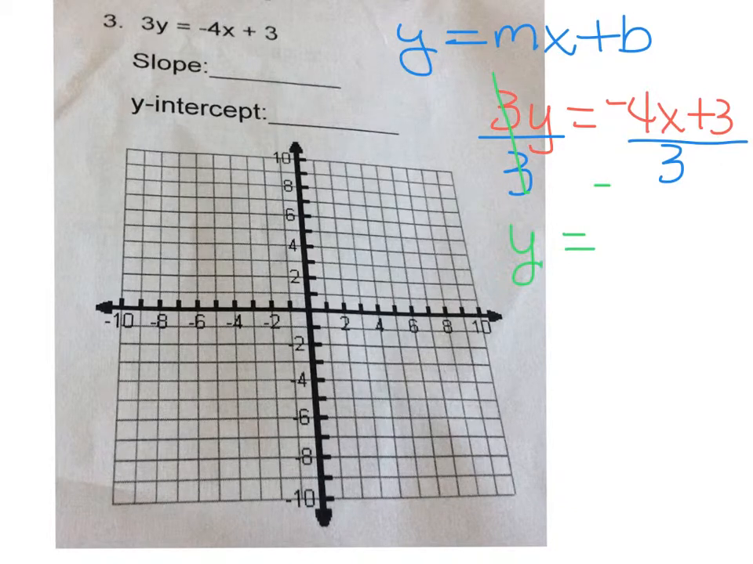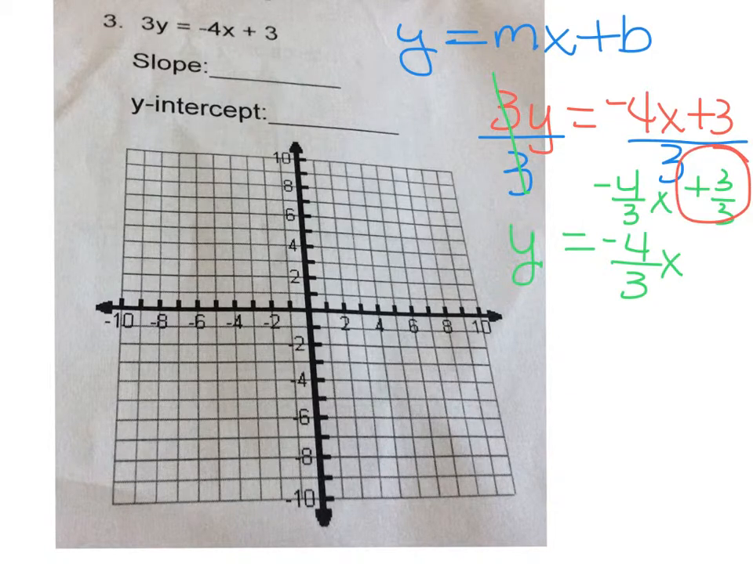Now, over here, this is technically negative 4 over 3x, and plus 3 over 3, because the 3 goes with both parts of the right-hand side of the equation. So there's nothing I can do to negative 4/3 x. I'm going to write that down, negative 4/3 x. But if I look at 3 over 3, I can simplify that to positive 1. So this is going to become plus 1. So my equation is y equals negative 4/3 x plus 1, which is now in slope-intercept form.